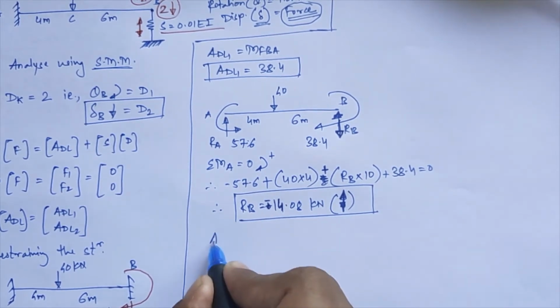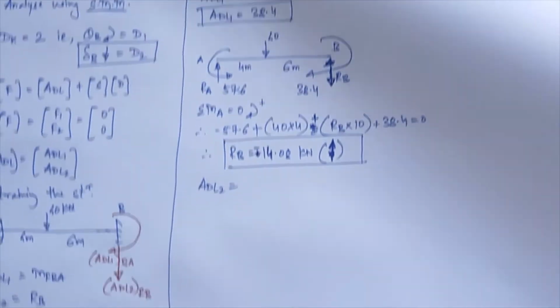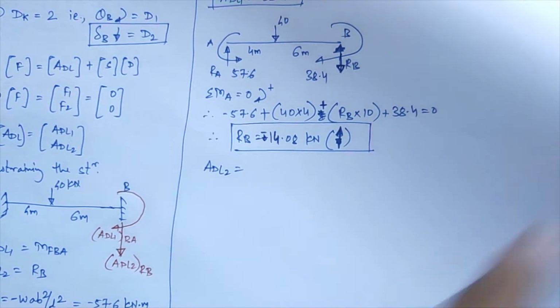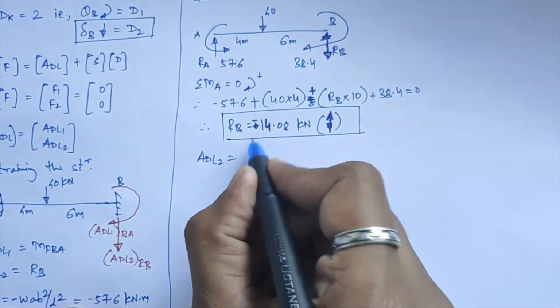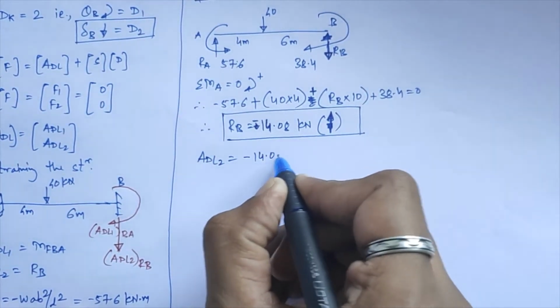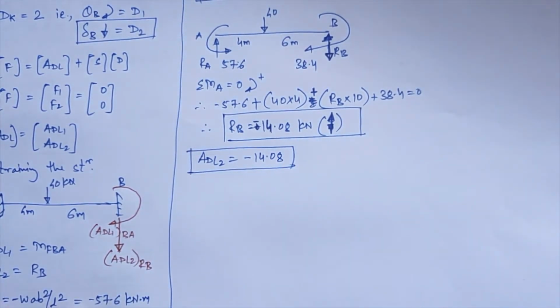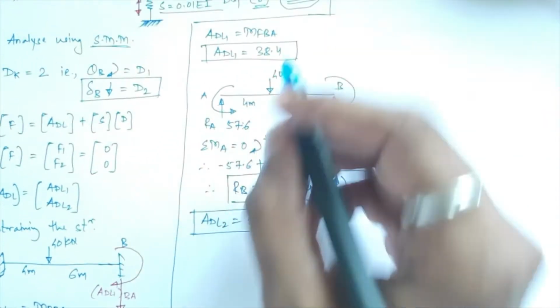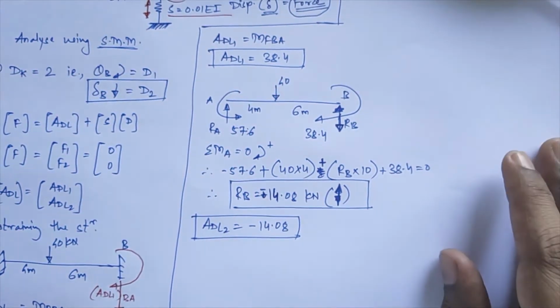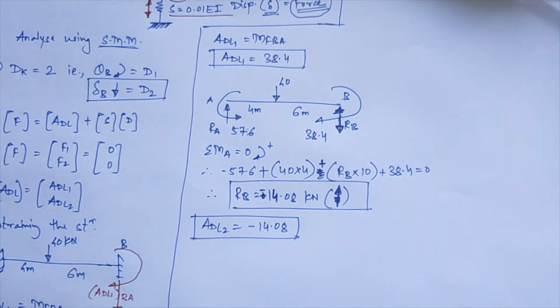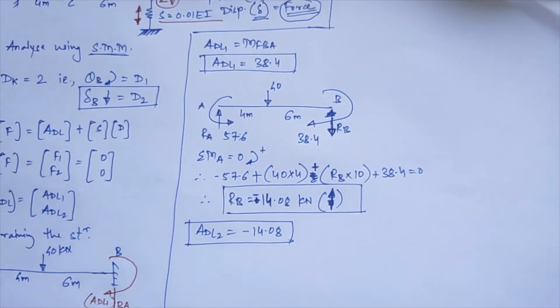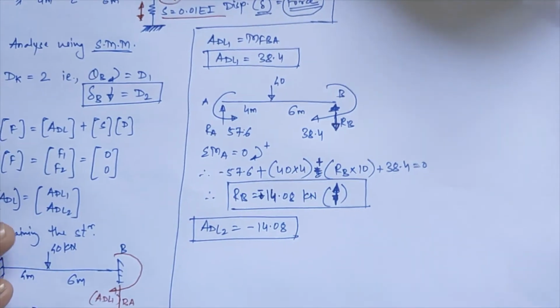Okay, so I have to calculate the ADL2 value over there. So ADL2 will be equal to your value of RB, but this is acting in downward direction. So ADL2 will be equal to minus 14.08 over there. That is your value of RB. Okay, so these two values I have got, ADL1 as 38.4 and ADL2 value as 14.08 over there. Right, now we'll proceed for your next matrix, that is the stiffness matrix over there.